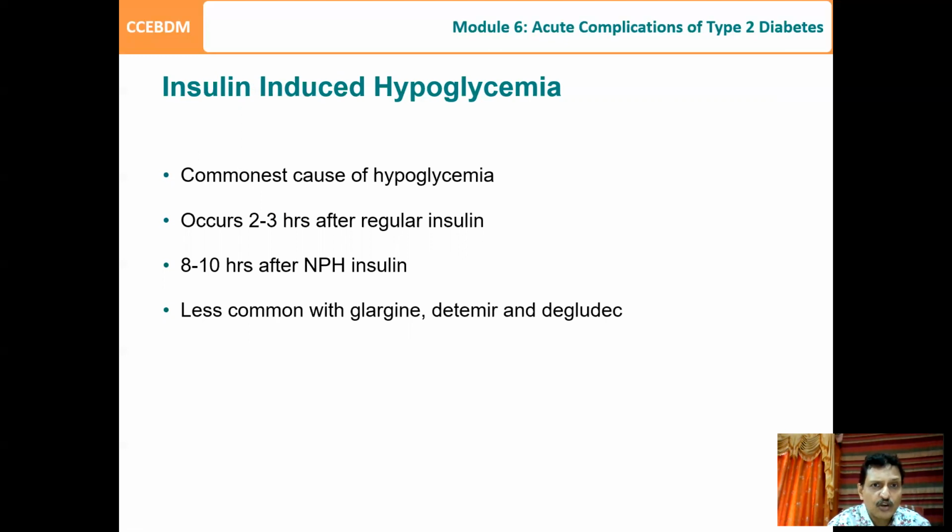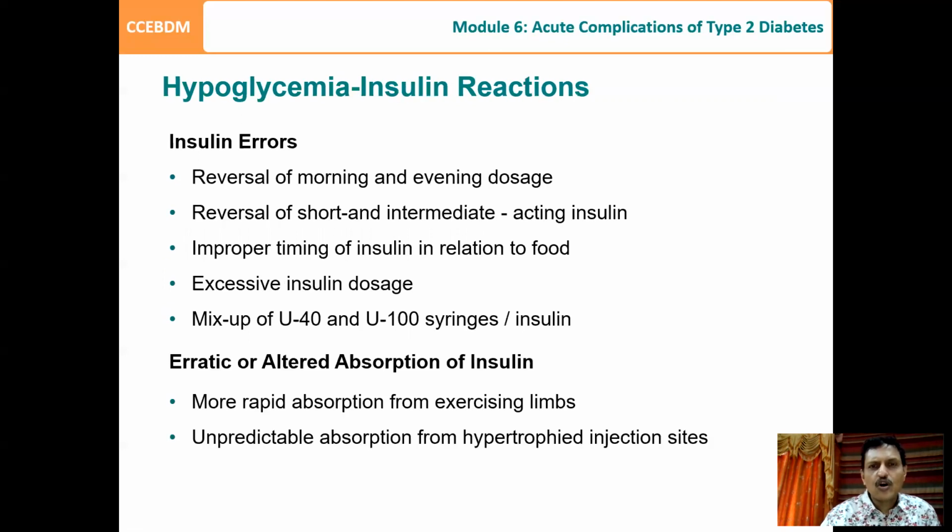Insulin-induced hypoglycemia is the commonest, and when you are giving regular insulin, it occurs within the next 2 to 3 hours. If you are giving an NPH insulin, then usually it occurs late, 8 to 10 hours. Hypoglycemia is much less, if we look into the data as far as we have, with the use of glargine, detemir, or degludec. Now, hypoglycemia can occur because of error in insulin injection.